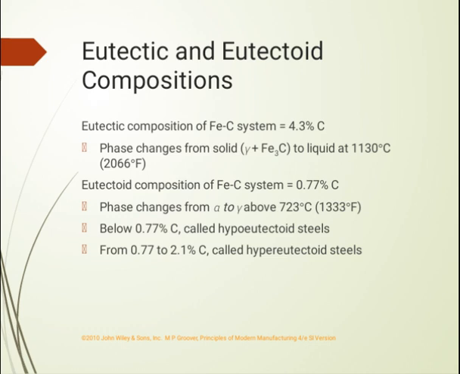The eutectic composition of the iron carbon system is 4.3% of carbon content. The eutectoid composition of the iron carbon system is at 0.77% of carbon content. Below 0.77% carbon content are called hypoeutectoid steels. From 0.77 to 2.1% of carbon content, we call them hypereutectoid steels.